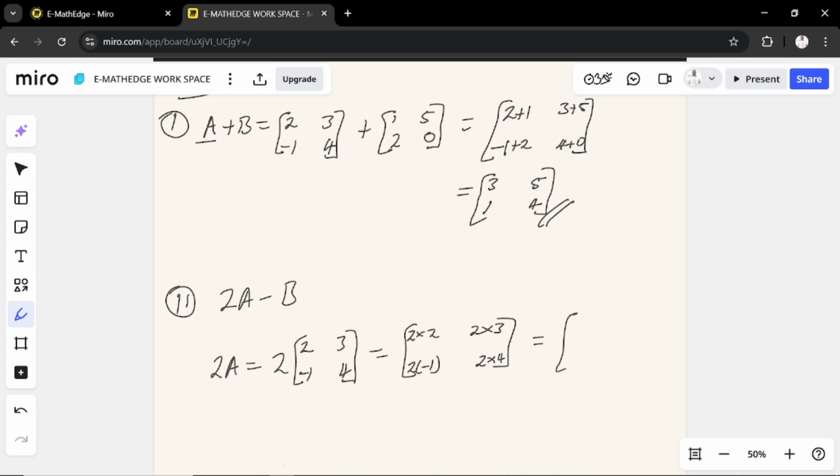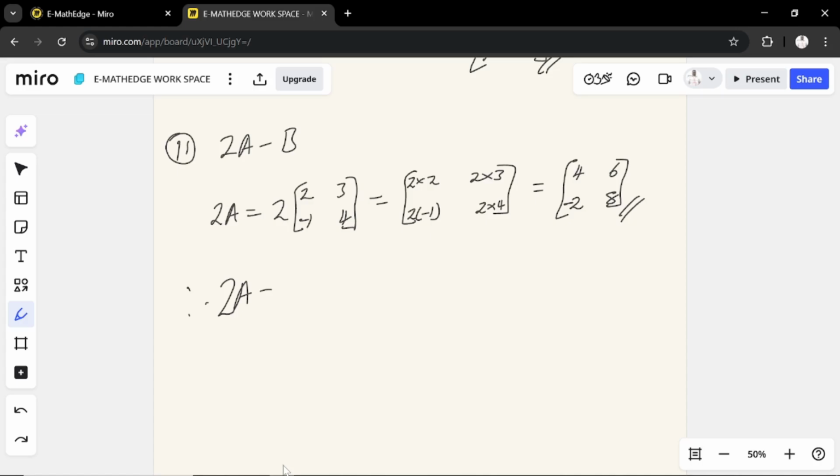Such that if we simplify, it's going to give us 4, which is 2 by 2 is going to give us 4. 2 multiplied by 3 is going to give us 6. 2 multiplied by negative 1 is going to give us negative 2. And 2 multiplied by 4 is going to give us 8. So this is the matrix for 2A which we obtained. So now what we are going to do next is to subtract matrix B from 2A which we just obtained.